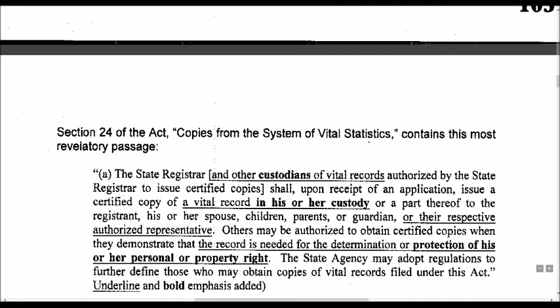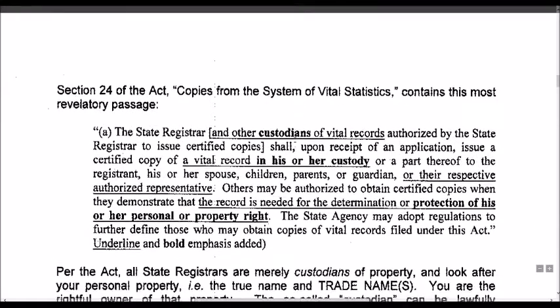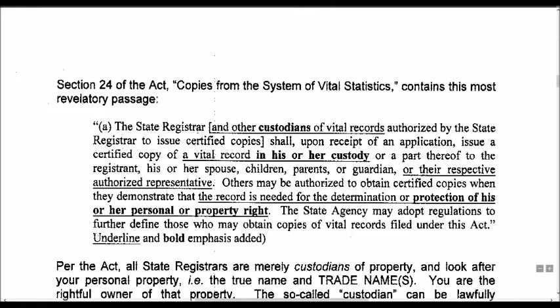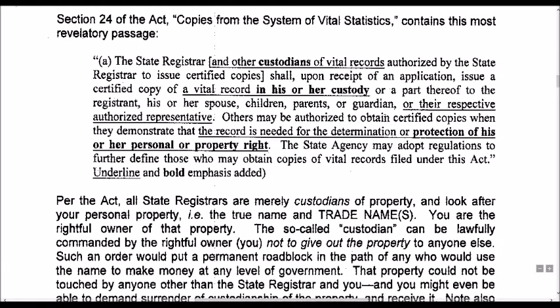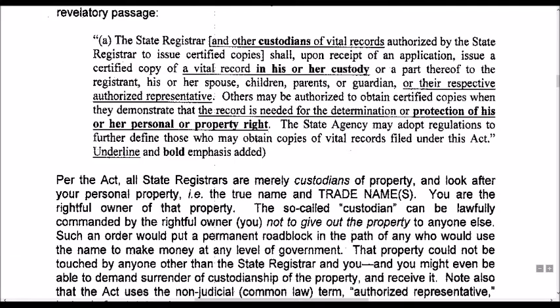Section 24 of the Act, copies from the System of Vital Statistics, contains the most revelatory passage. A. The State Registrar and other custodians of vital records, authorized by the State Registrar to issue certified copies, shall, upon receipt of an application, issue a certified copy of a vital record in his or her custody, or a part thereof, to the registrant, his or her spouse, child, parents, or guardian, or their respective authorized representatives. Others may be authorized to obtain certified copies when they demonstrate that the record is needed for the determination or protection of his or her personal or property right. The state agency may adopt regulations to further define those who may obtain copies for vital records filed under this Act.